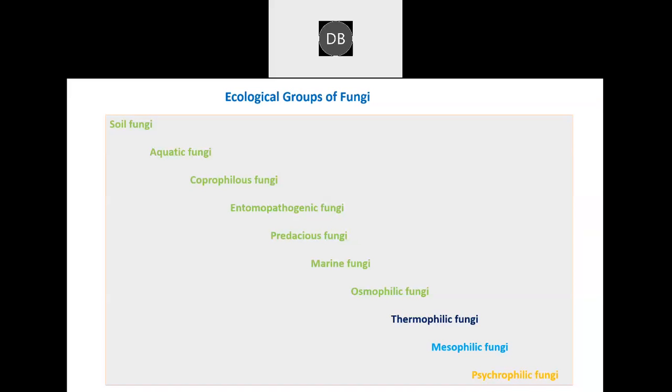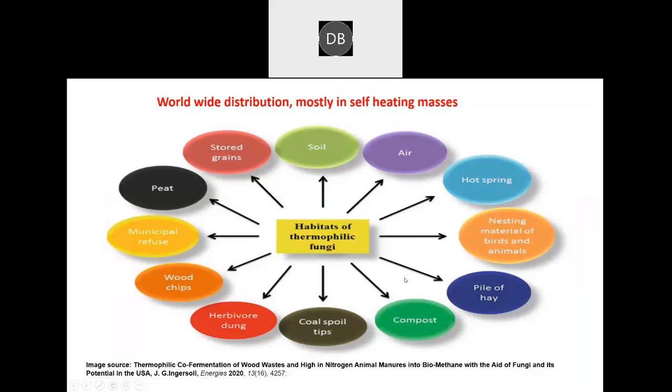Thermophilic fungi are an ecological group defined by temperature range, because we know that there are so many fungi. We call them, depending on their habitat, soil fungi, aquatic fungi, coprophilous, entomopathogenic, predaceous, marine, and osmophilic. Likewise, these fungi are grouped by temperature as thermophilic, mesophilic, and psychrophilic fungi.